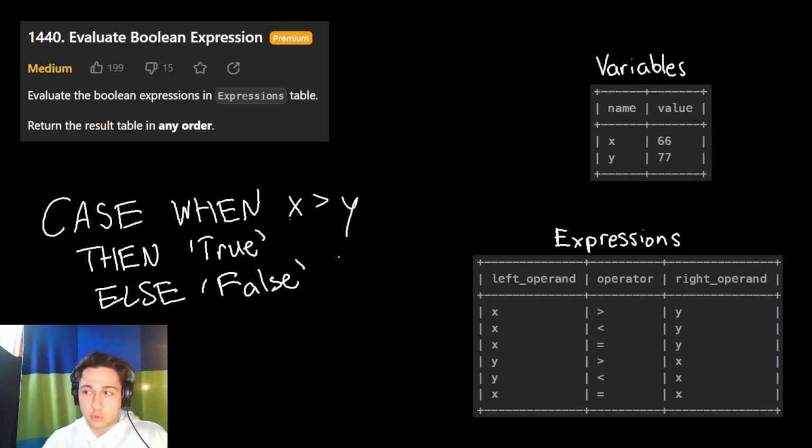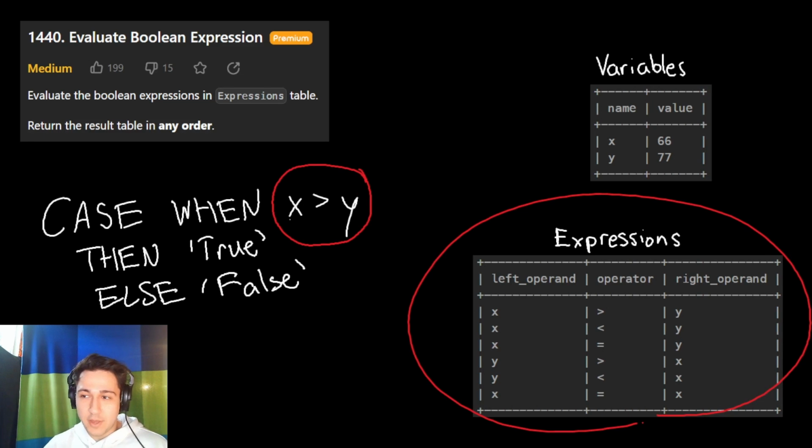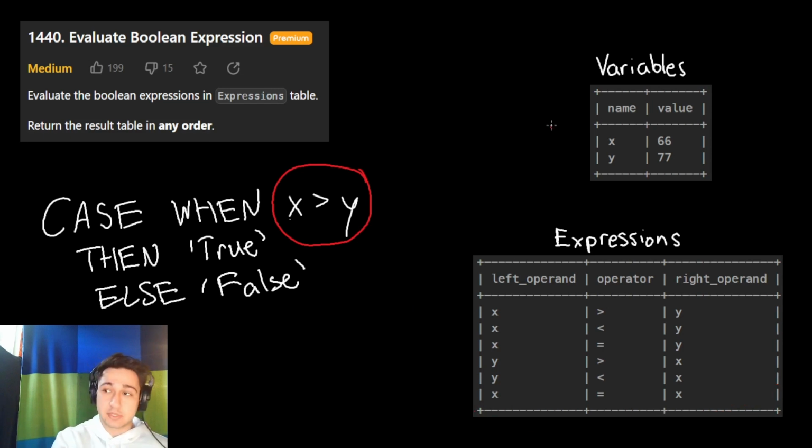We want to return true or false, depending on if x is less than or equal to or greater than y. However, the problem is that we don't know what x and y are. This table alone does not tell us what x and y are, right? We have no idea if x is greater than or less than y or whatever, because x and y don't have values in these tables. We have to look at this variables table to tell, oh, x is 66 and y is 77.